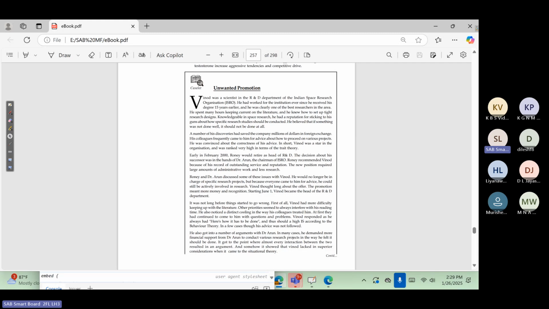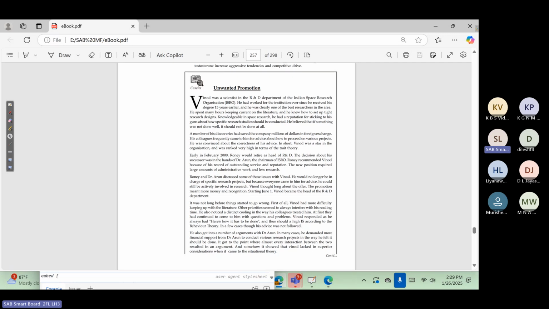The new position required large amounts of admin work and less research. Ronnie and Arun discussed some of these issues with Vinod. He would no longer be in charge of specific research projects, but because everyone came to him for advice, he could still be actively involved in research. Vinod thought long about the offer. The promotion meant more money and recognition. Starting June 1, Vinod became the head of the R&D department.